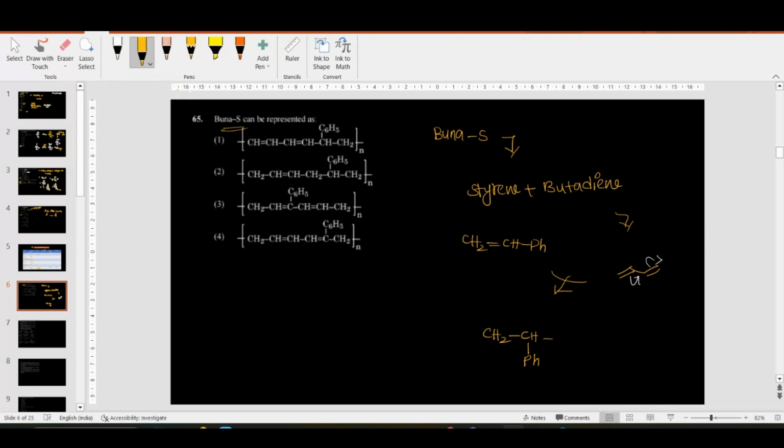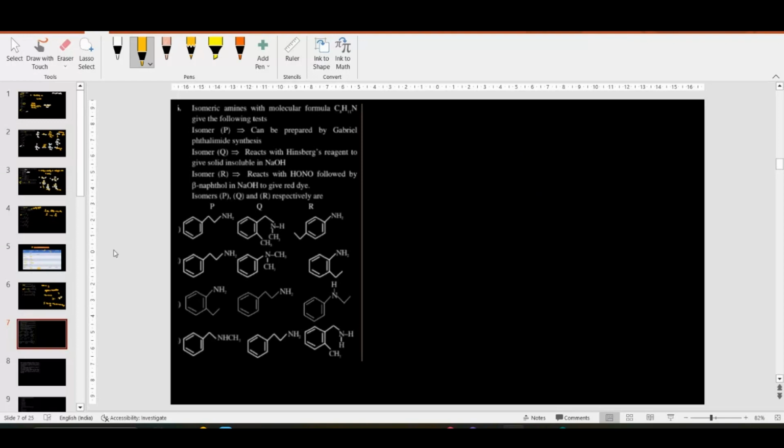You can check the options easily, right? CH2, CH double bond CH, CH2. So just check the options. Here CH2, CH, so we should have this bond over here. So the second option is the correct option. Right, this is a simple question from polymers. You can easily solve this question, and let's move to the next question.